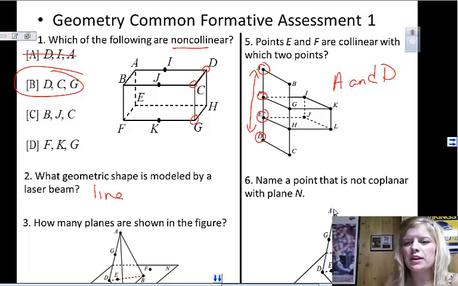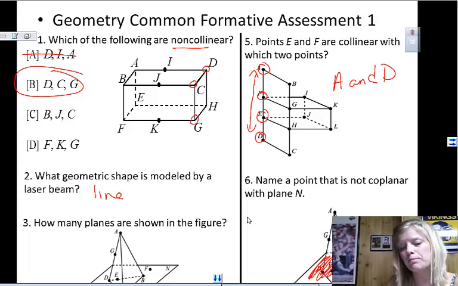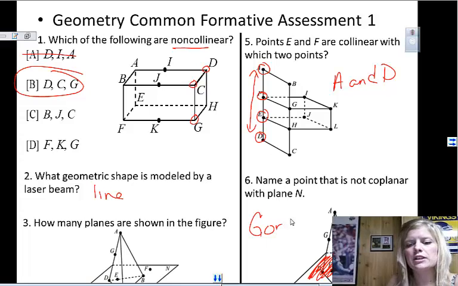6. Name a point that is not coplanar with N. Alright, coplanar means on the same plane. And if it doesn't want a point that is on this plane, which one is it? I would have taken G or A.